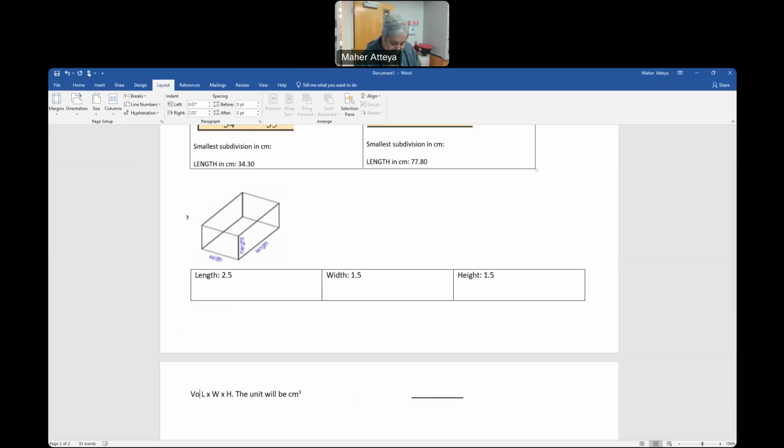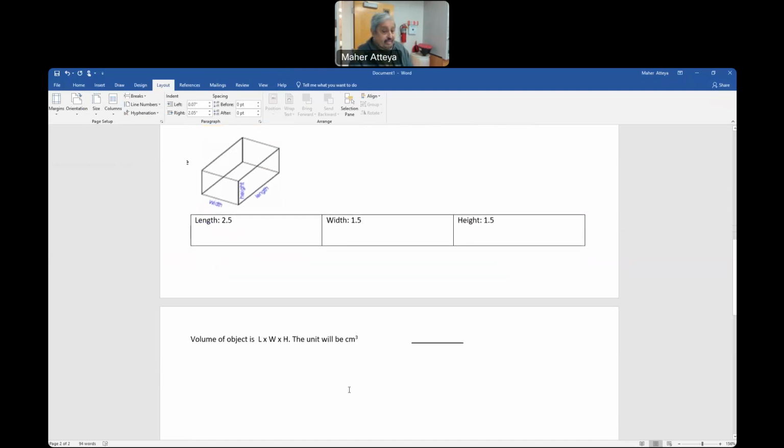Volume of the solid, volume of the object above, is whatever you get by multiplying those three, 2.5 multiplied by 1.5 multiplied by 1.5, how much in centimeter cube. And then you will say, that's the virtual one. Then you can take a picture of this, or just, I have a wooden object, the volume of the wooden object, here it is.